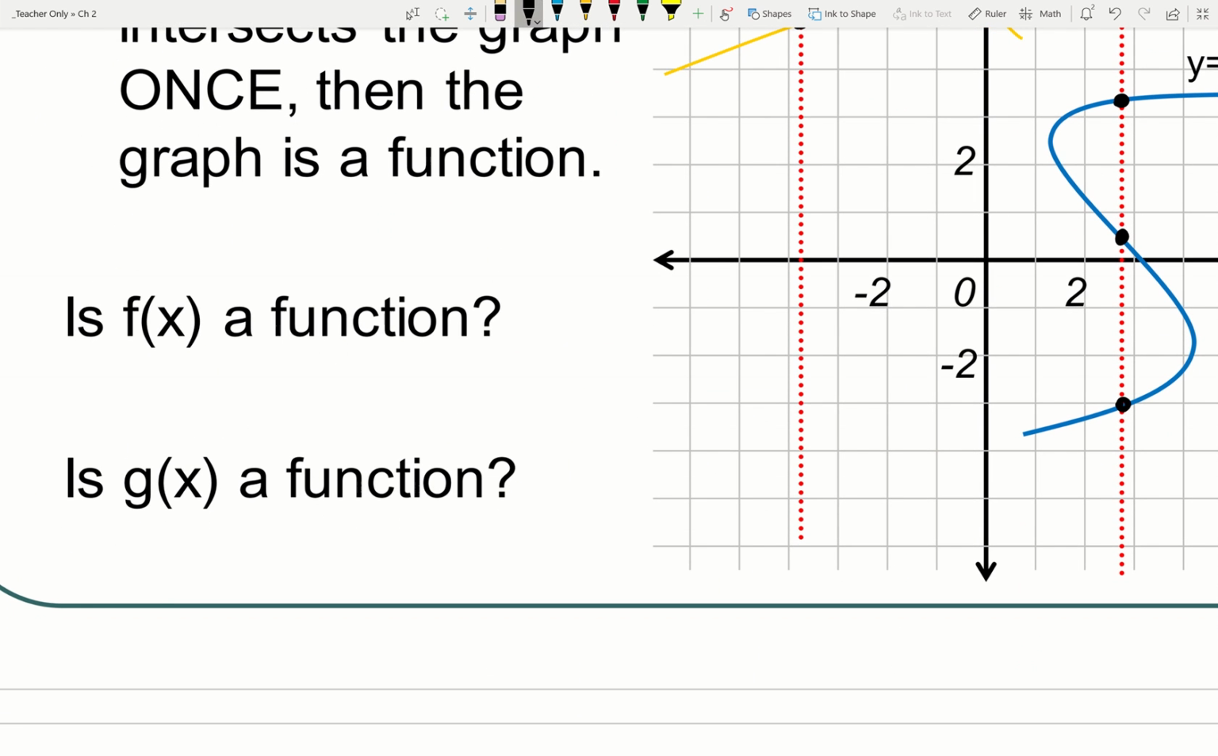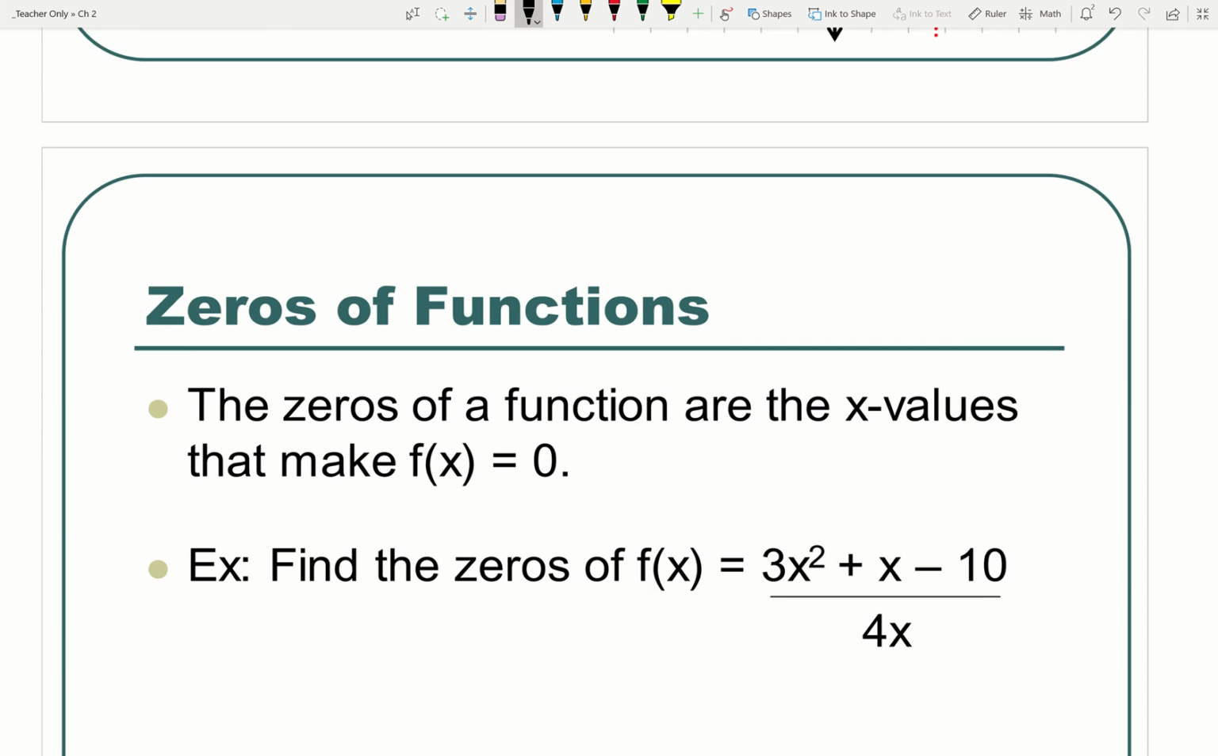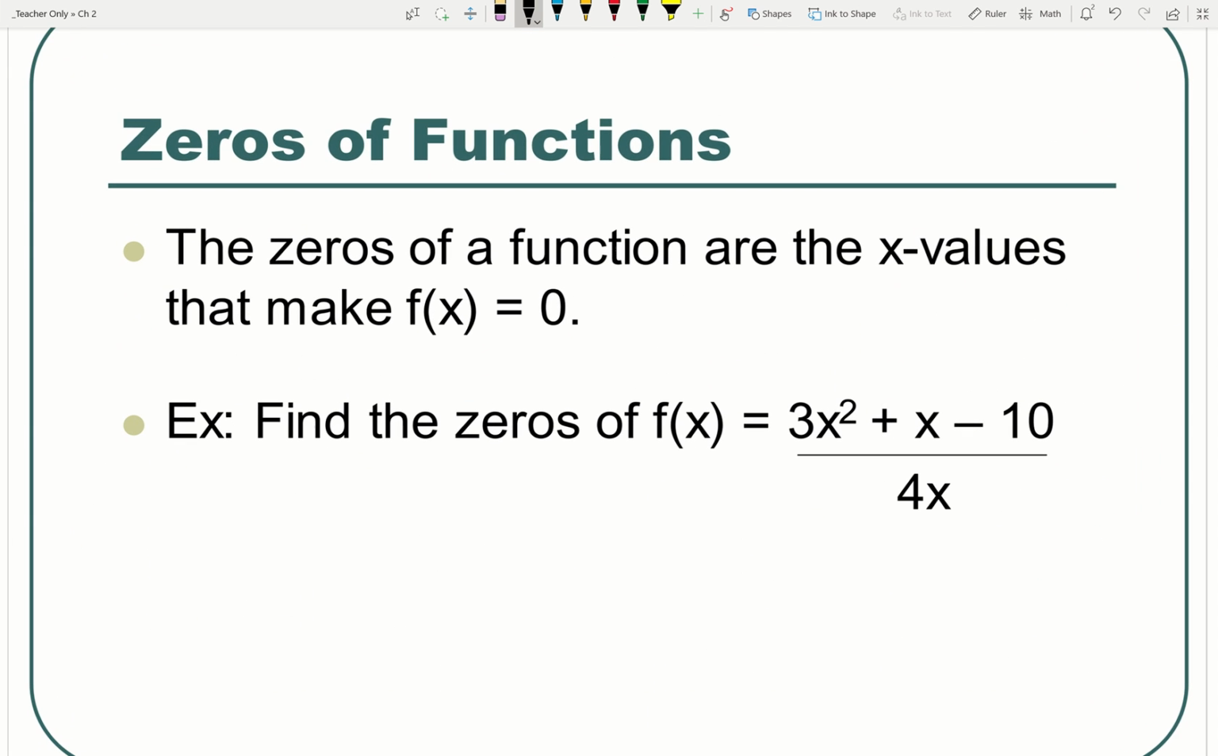So as far as answering these questions over here off to the side, is f of x a function? Yes, that was our yellow one. Is g of x a function? No, that was our blue one. It does not pass the vertical line test. So really easy test to see if a function is in fact a function when it's graphed.